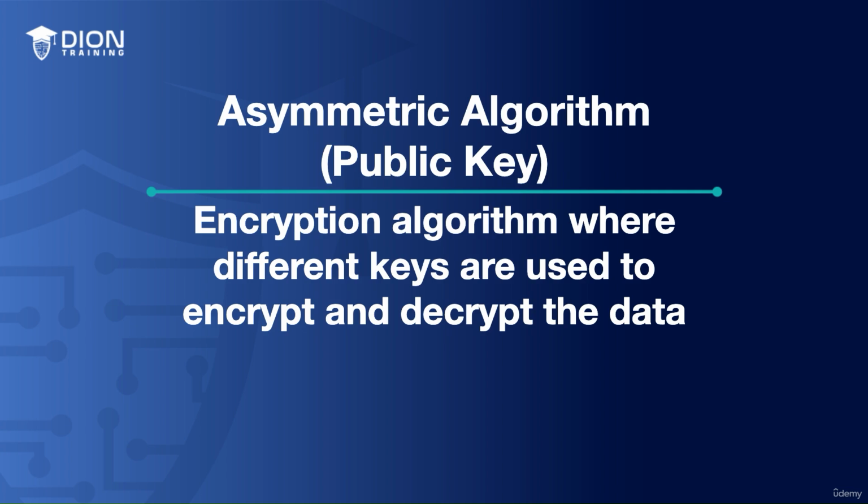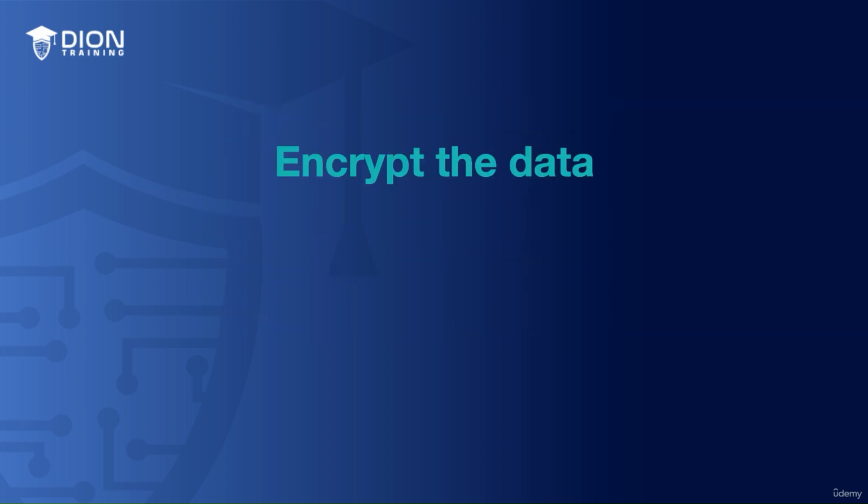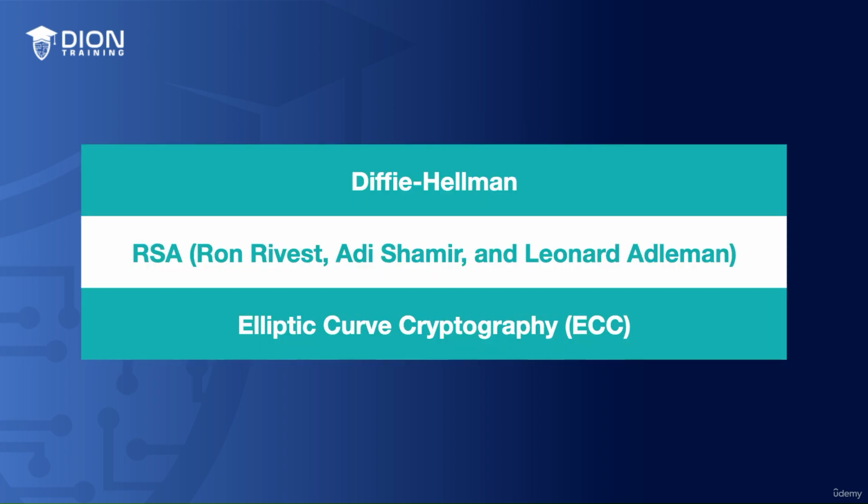And for this reason, we often refer to this as public key cryptography. Now, with asymmetric algorithms, we are going to use two separate keys. One key is going to be used to encrypt the data, and another key is going to be used to decrypt the data. Now, the most commonly used forms of asymmetric algorithms are things like the Diffie-Hellman algorithm, RSA, and the elliptic curve cryptography known as ECC.